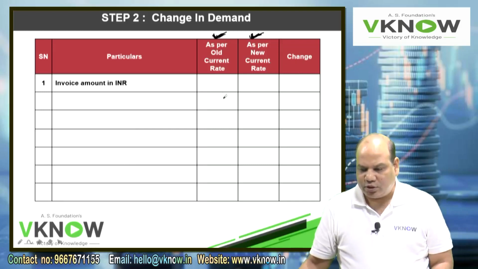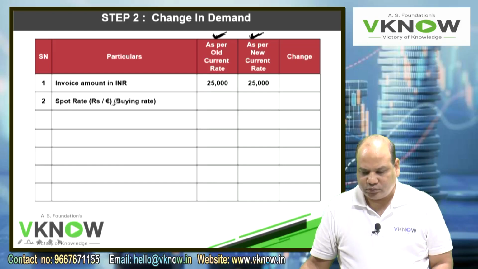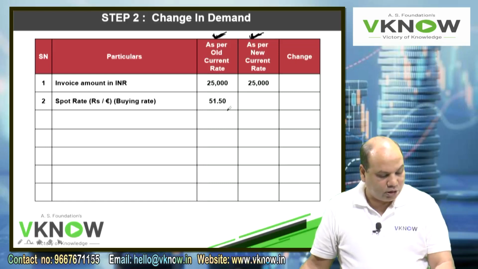Right hand side 3 columns, as per old current rate, as per new current rate, and change. First point number 1, invoice amount in INR. Only write in these 2 columns, 25,000, 25,000. Spot rate, rupees per euro buying rate. Old current rate was 51.50, but now it has changed to 51.75.